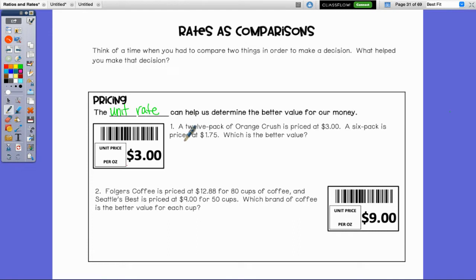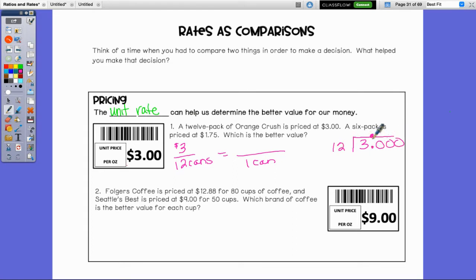So, we're going to figure out that a 12-pack of Orange Crush is $3. So, it's $3 per 12 cans. Okay? No, I wrote that backwards. Undo. No, I was right. $3 per 12 cans. I want cans on bottom. I want to know how much is one can. Okay, so I'm going to put my $3 here and I'm going to divide it by 12. Remember, numerator in, denominator out.